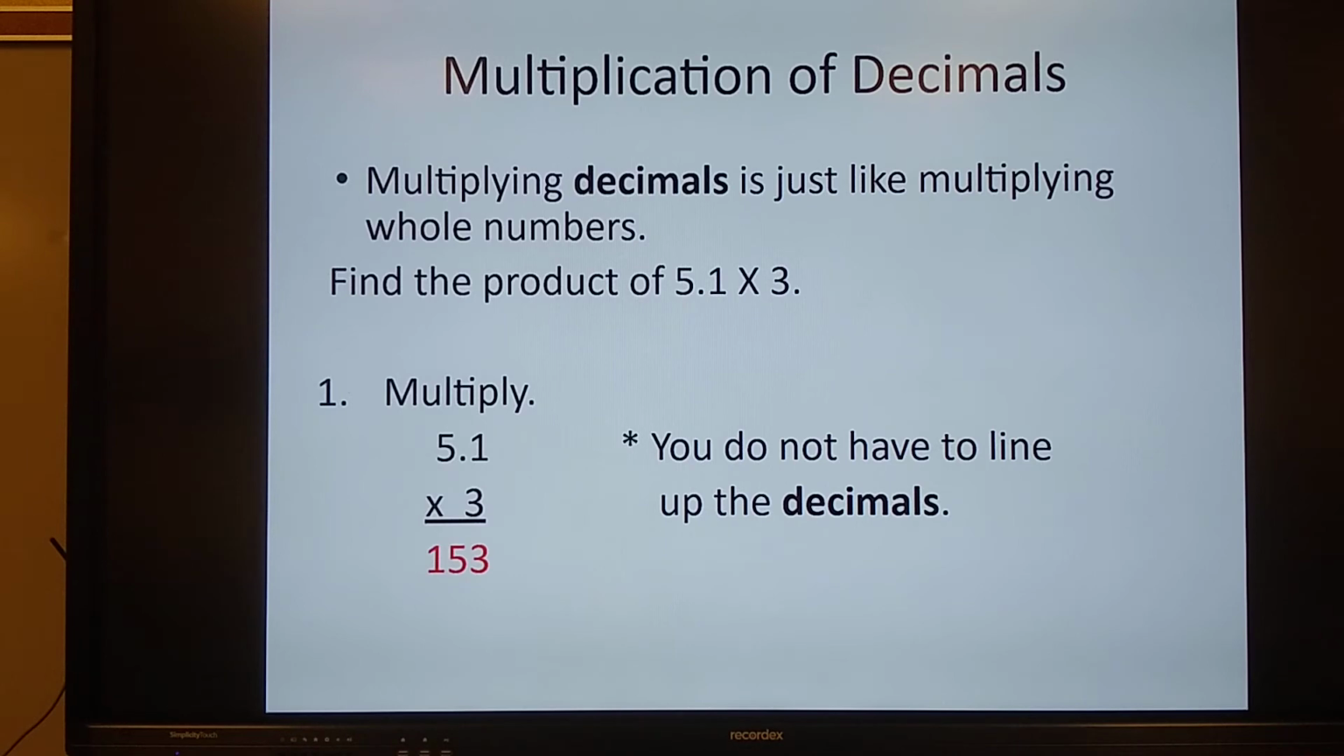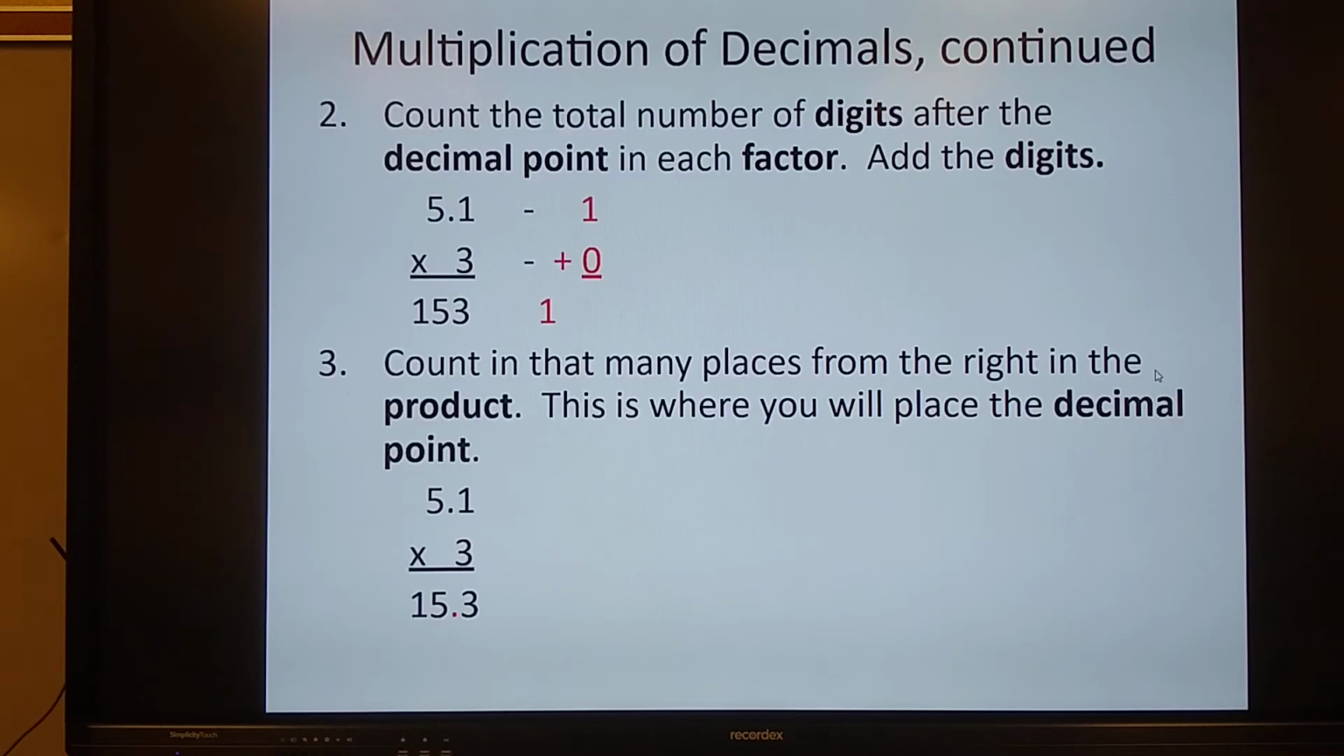Now, of course, if it was a double digit on the bottom, you bring down a 0, multiply again, and so forth. But we'll practice that later. Now, step number 2. After you have multiplied, you are to count the total number of digits after the decimal point in each factor. And then add the digits.